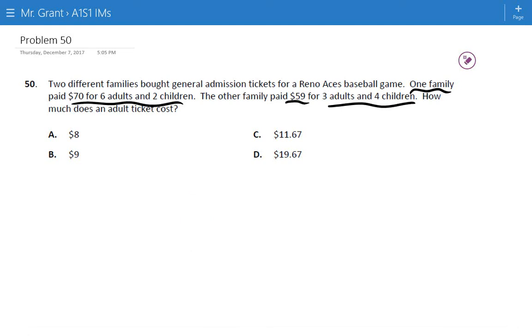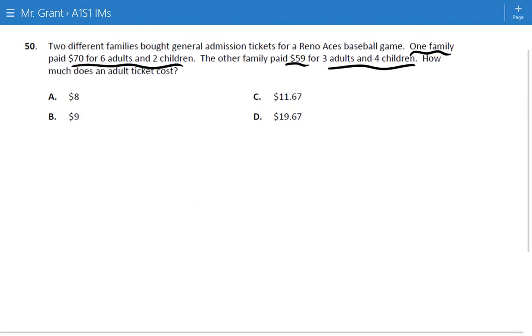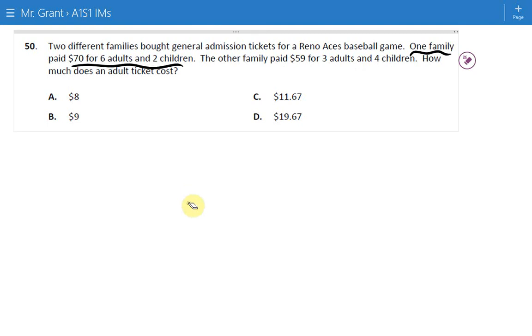There's a two-step process to this. The first step, I think, is actually setting up a system of equations, and then the second step is going to be actually solving and finding our answer. So let's do the setup first.